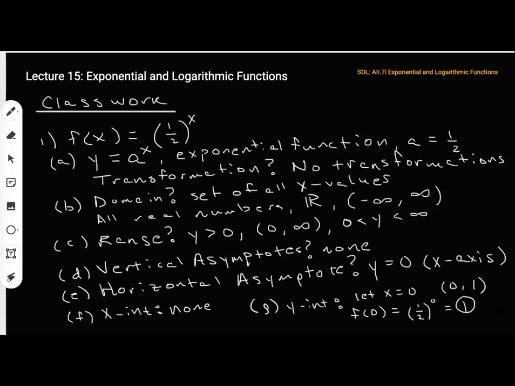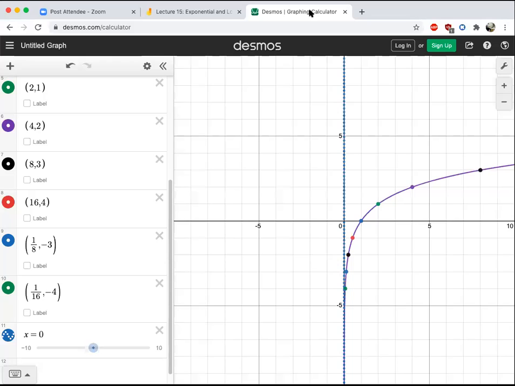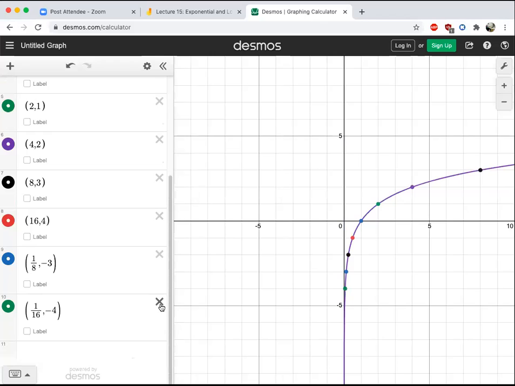Okay, so let's go on over to Desmos. Let's see if I can do a new share. Good. All right, there we go. I'm going to get rid of all this stuff by hitting the X's.